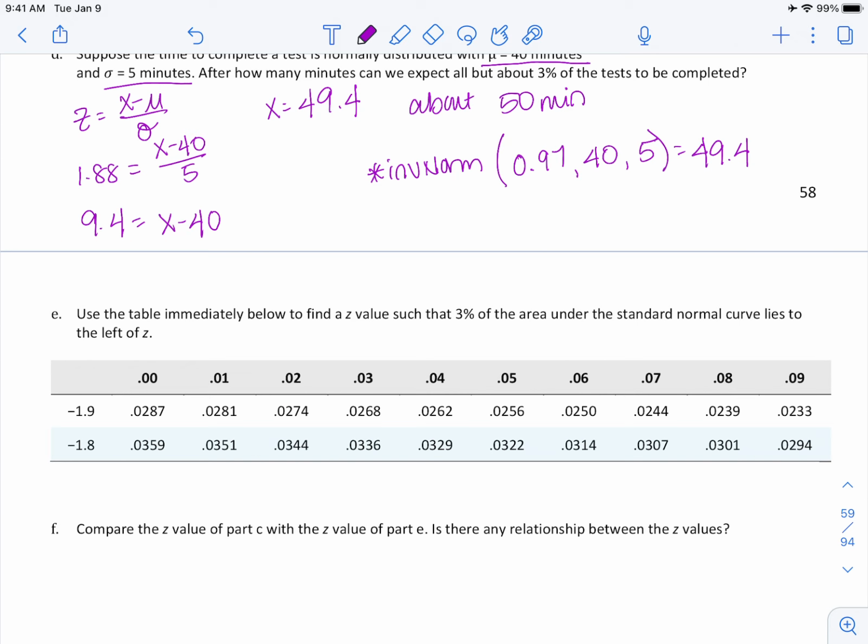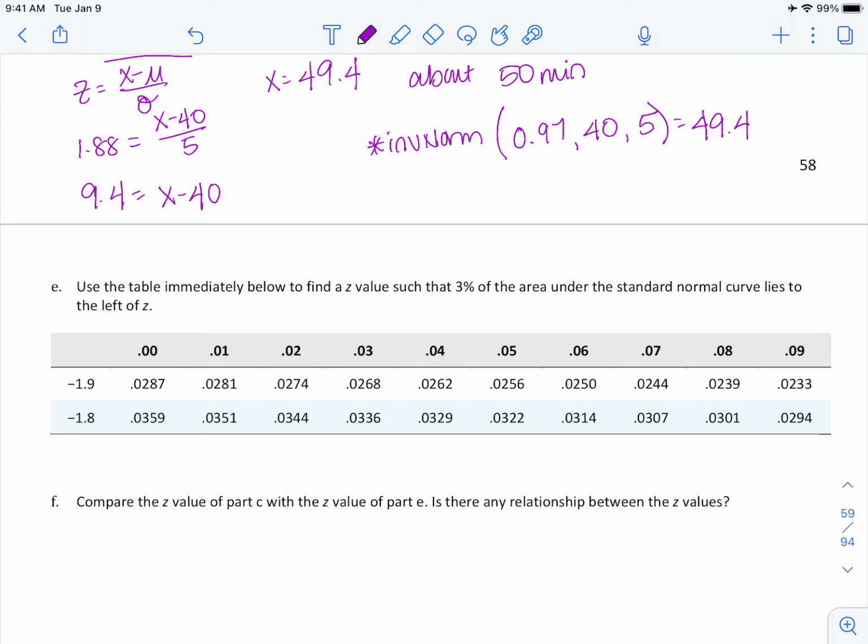All right, so now it says use the table below to find a z-value such that 3% of the area under the standard normal curve lies to the left of z. So now we're looking at 3%. This is another way that we can do this problem. So remember, 97% was to the left when we had 3% to the right. We're going to look now for 3% to the left. So we want to find something that's closest to 3% or 0.03. That would be this value here. So I'm going to underline below it and draw a line to the right, and we have negative 1.8 and 0.08. So this tells us z is negative 1.88.